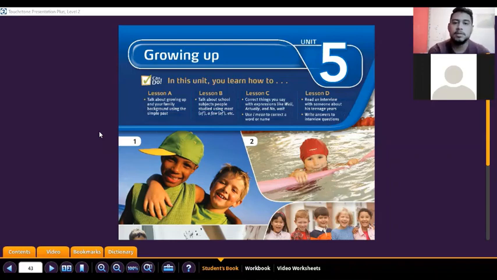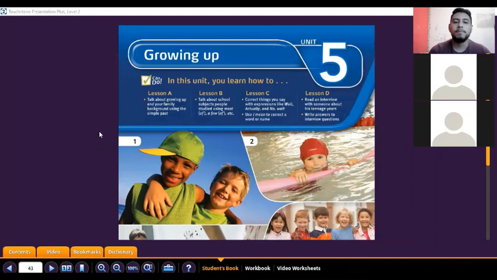Okay, and this is good because with these topics we are taking some things that are necessary for our real life. Okay, and today we're going to start with the unit 5, growing up.